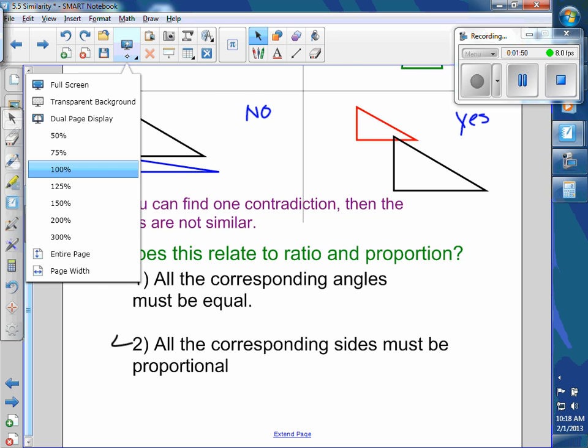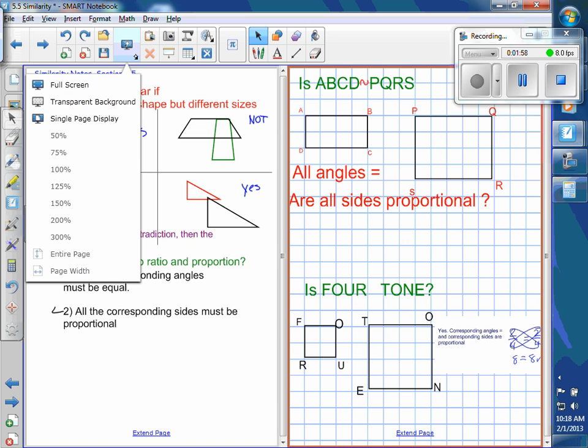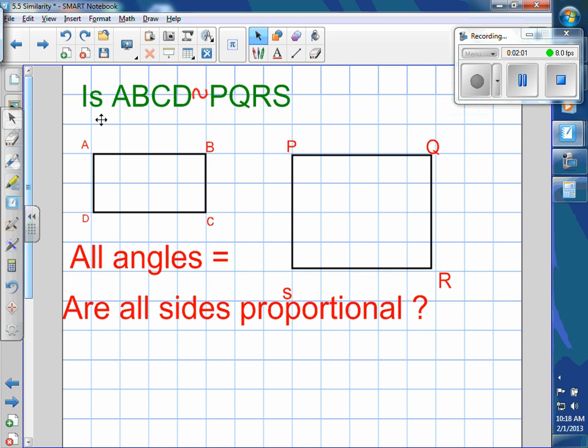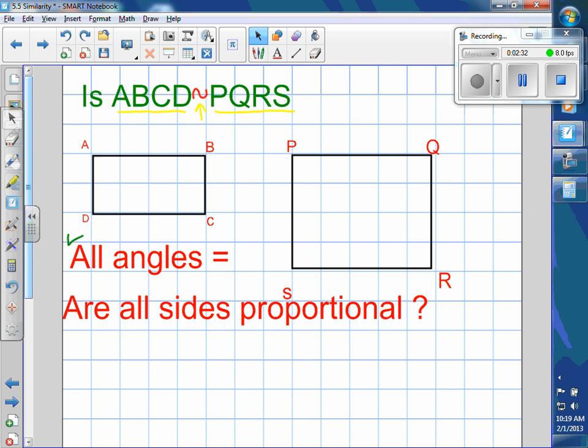So here's a couple of examples. Over here, there's some notation. This little squiggle right here, you read that as, is figure ABCD similar to figure PQRS? That means similar, that little squiggle. So you have to check to see if all the angles are equal, and they're all right angles, right? So you always check two things. You say all angles are equal, check that off. And then you have to see if the sides are proportional.